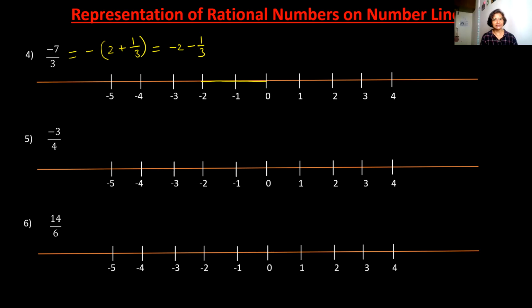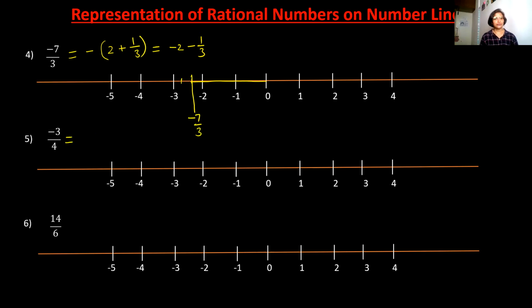Now minus 1 by 3, so this part will be divided into 3 equal parts. 1, 2, and 3. So out of 3, how many parts do we have to take? 1 part. So it will go till here. So that number will lie here, minus 7 upon 3.